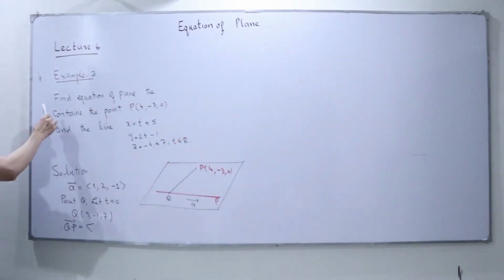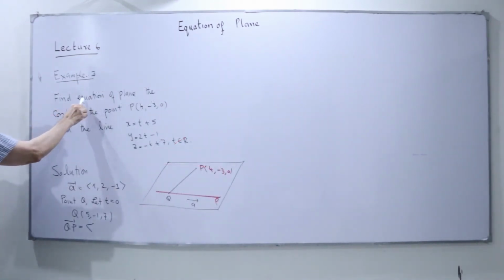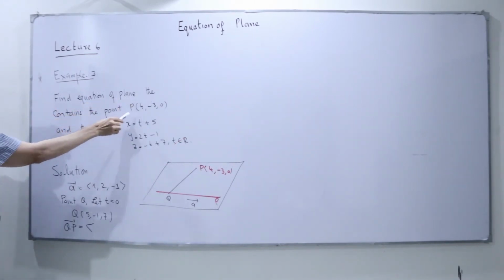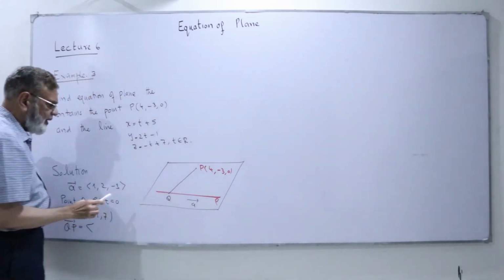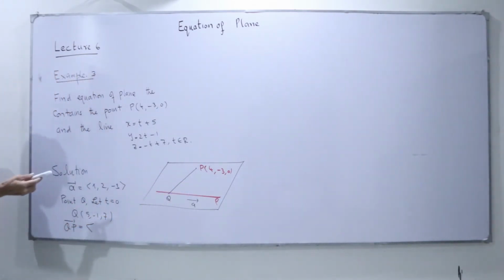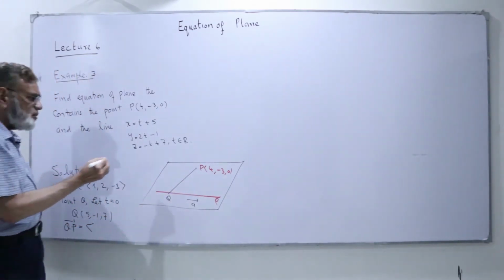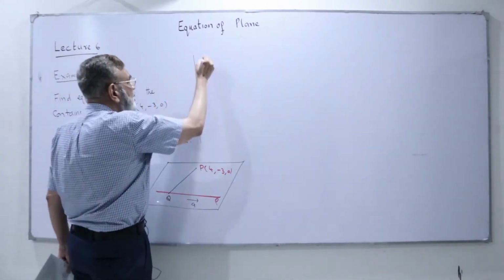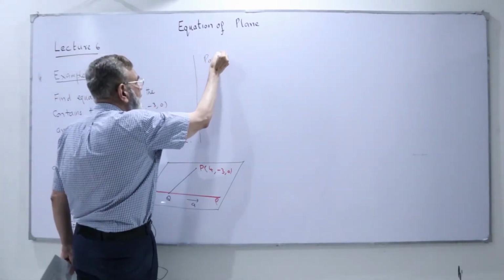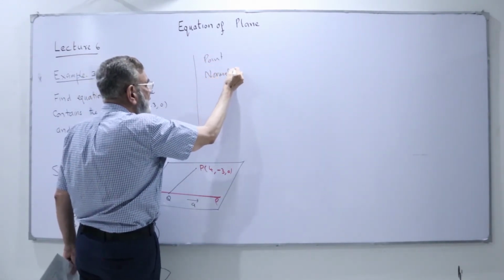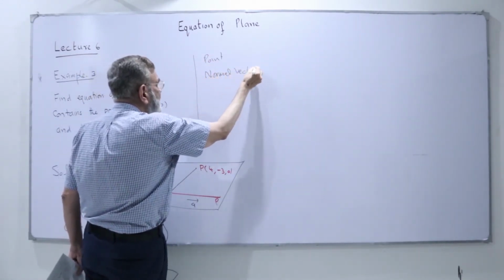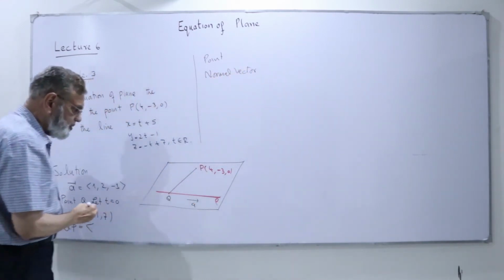We have another example. We want to find the equation of the plane that contains the point P and the line. Point P is given and this line is given. What do we need? We need two things. We need the point, which is given to us, and we need the normal vector. To find the normal vector, we need two vectors in the plane. One vector is parallel to the line.